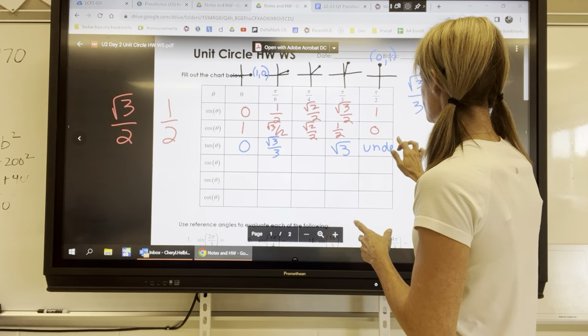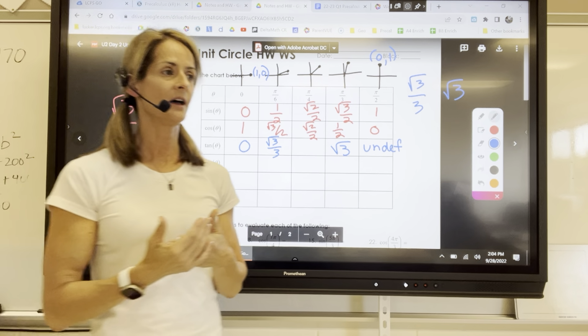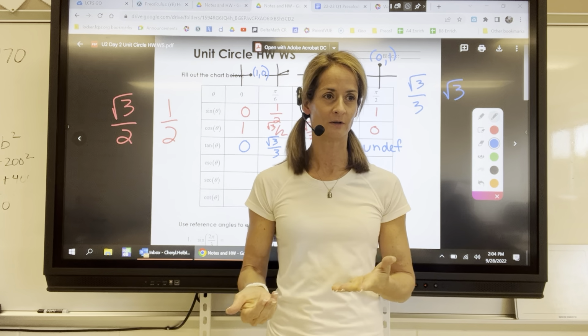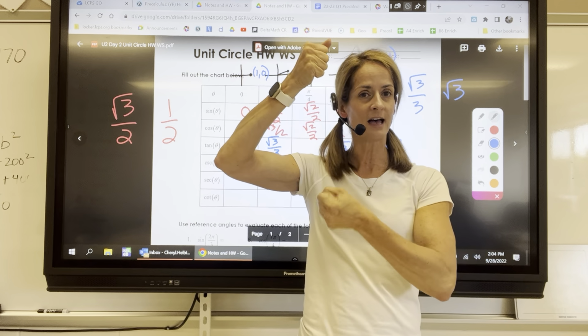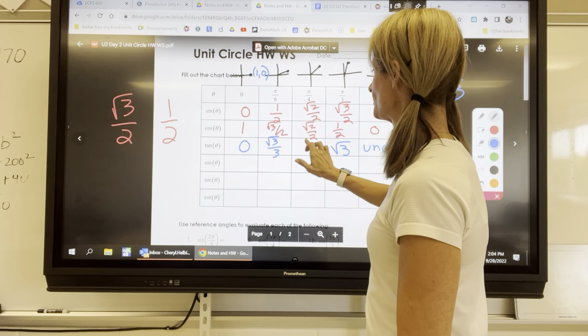The last one here that I haven't filled in is the tangent of a middle angle. The x value and the y value at that ordered pair are the same. So it's root 2 over 2 over root 2 over 2. Anytime you take a number and put it over itself, you're going to get 1. So the tangent of pi over 4 is just 1.